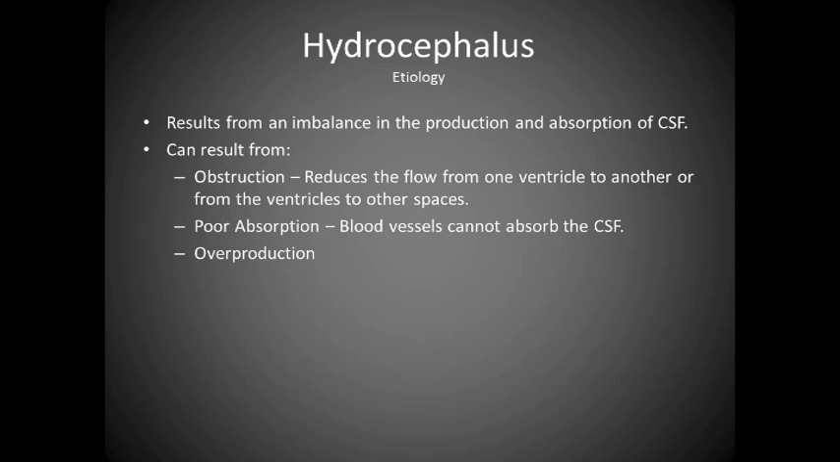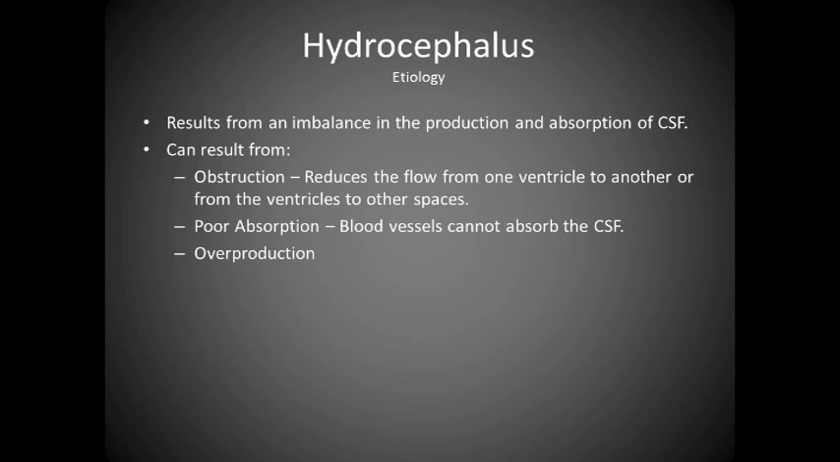So, hydrocephalus, we find, results from an imbalance in the production and absorption of cerebrospinal fluid. There are several things that can result in this. Number one is obstruction, which reduces the flow from one ventricle to another or from the ventricles to other spaces, so that the cerebrospinal fluid can't get to where it needs to simply because it's obstructed.